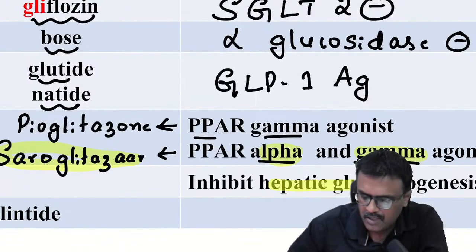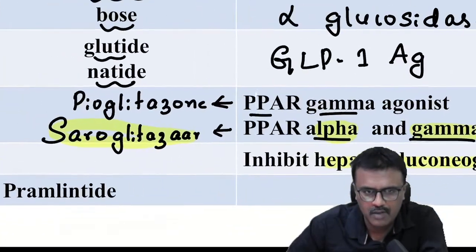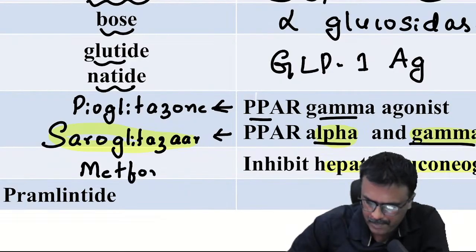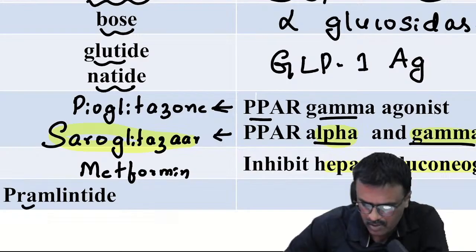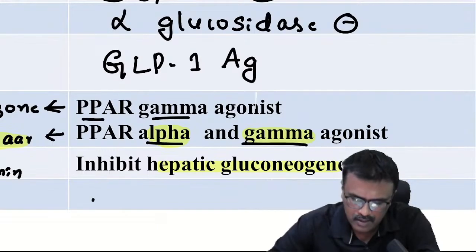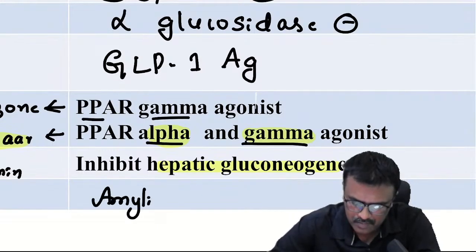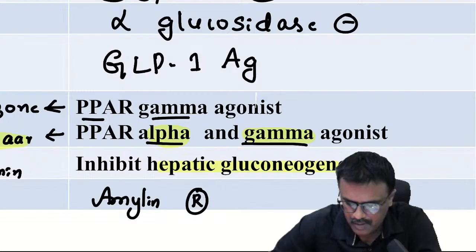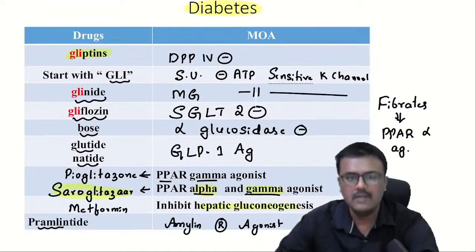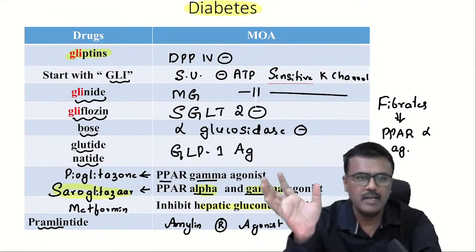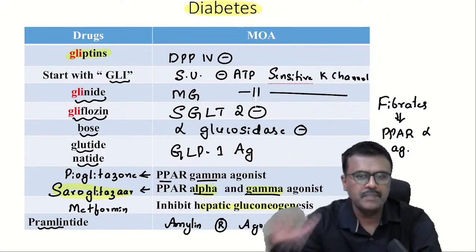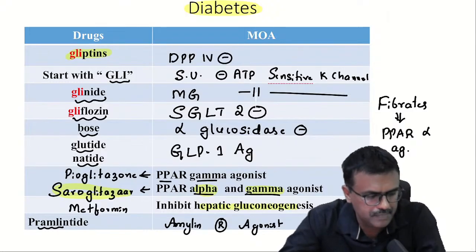What is the drug which inhibits hepatic gluconeogenesis? Our world famous drug, metformin. Then what about pramlintide? The name has amylin, so it's an amylin receptor agonist. So if you see this table, you know the mechanisms, you know how to identify the drugs in your exams.